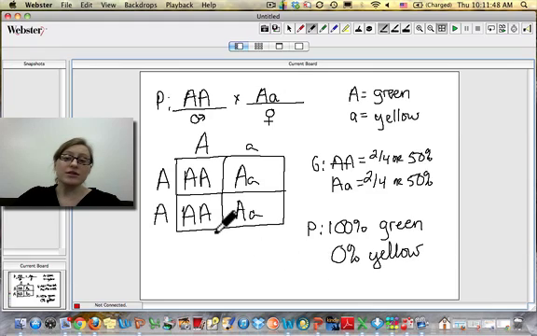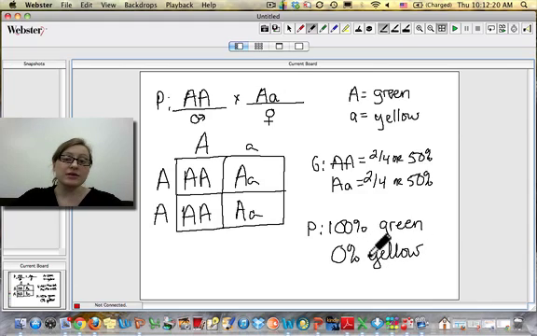So sometimes we can use genetic crosses to determine unknown genotypes. For example, if we knew that these 2 parents were green and we didn't know what their genotypes were, if we mated them together, let's say 3,000 times, and all of the offspring came out green, we could conclude that at least one parent had to be double homozygous, because that's the only way that we would get 0% chance of yellow.